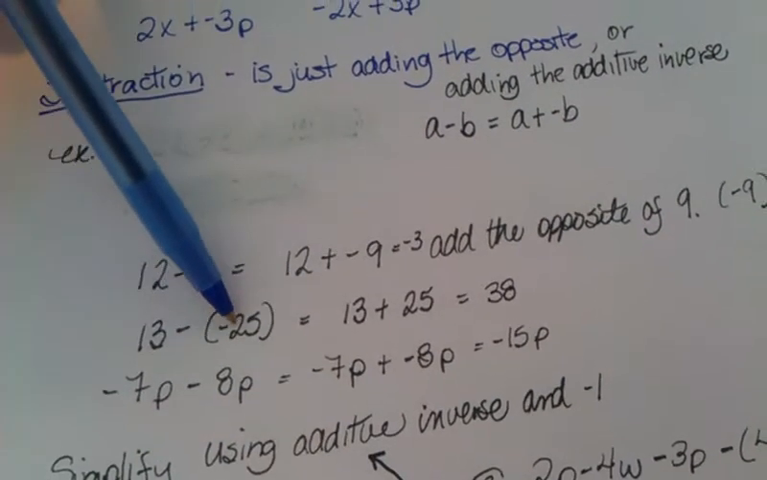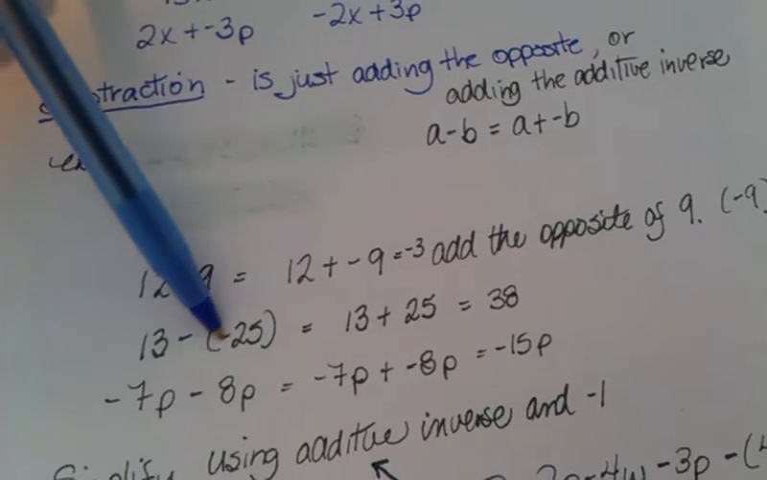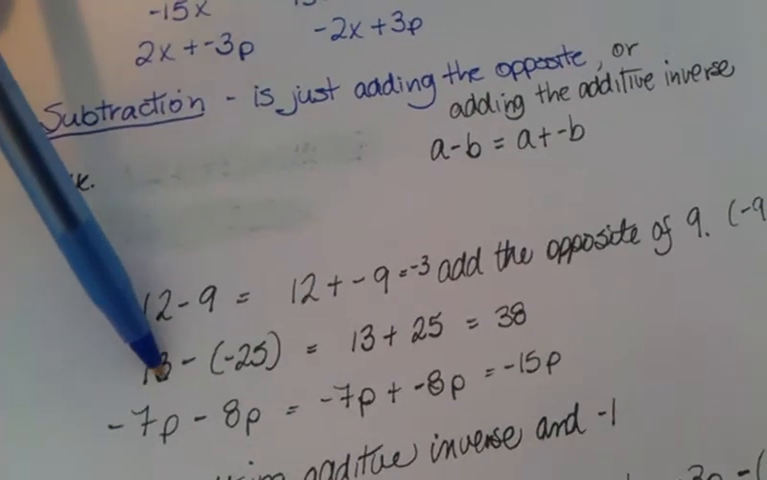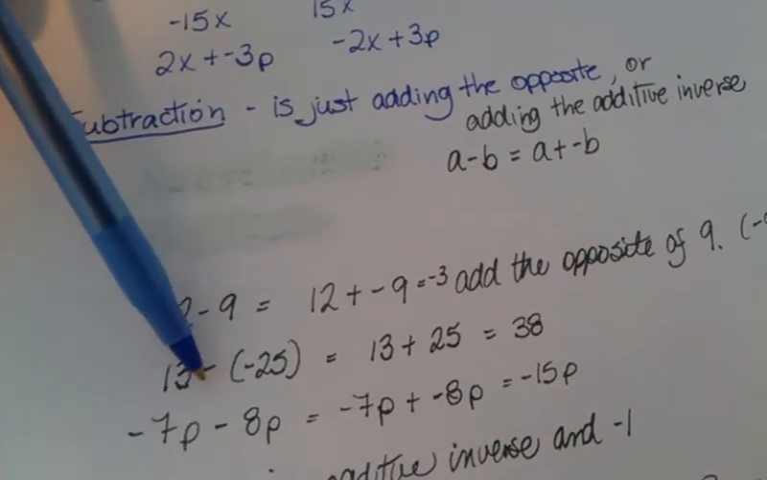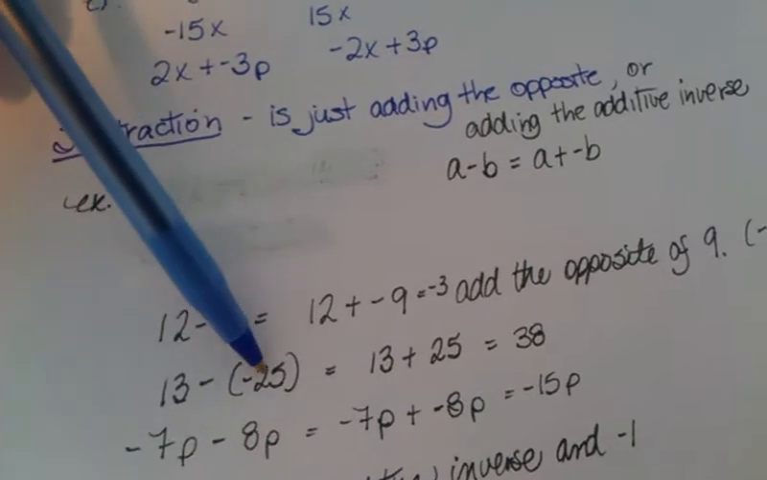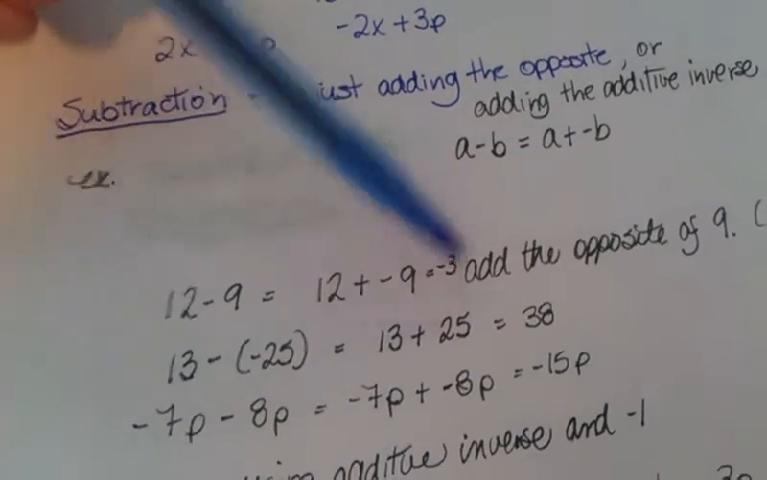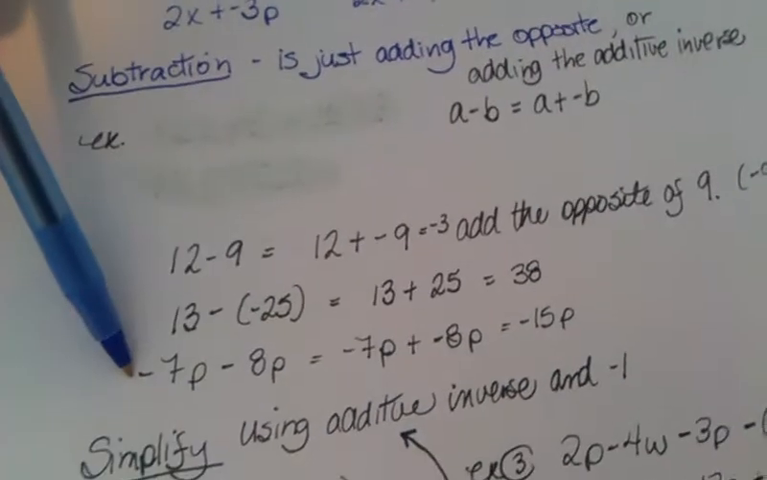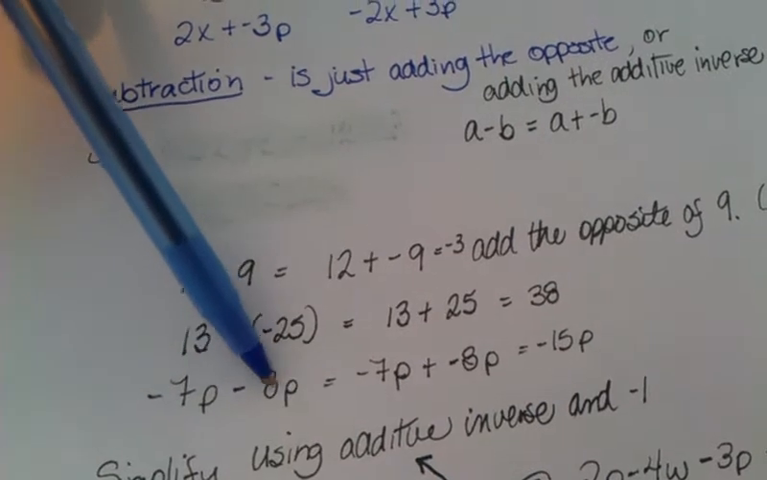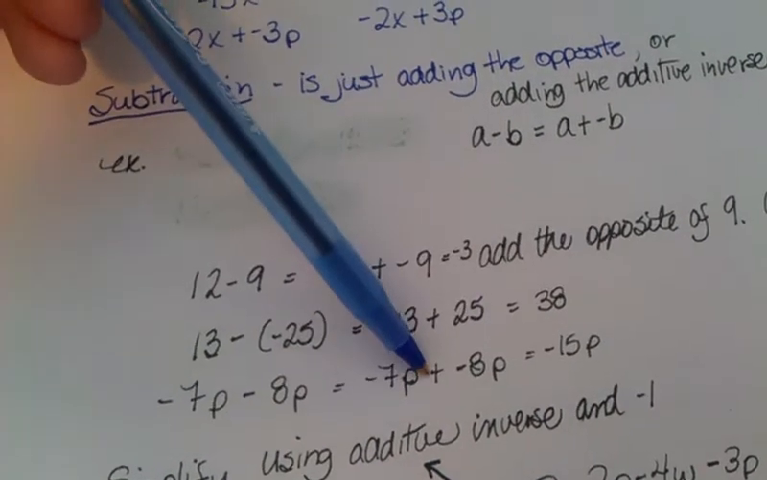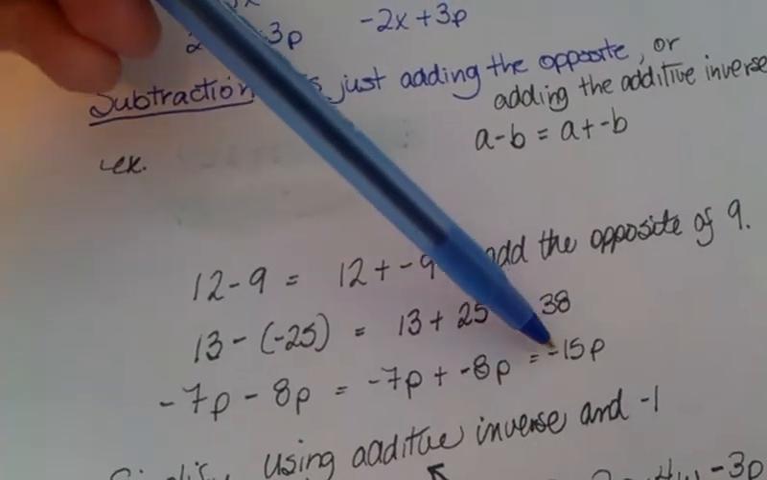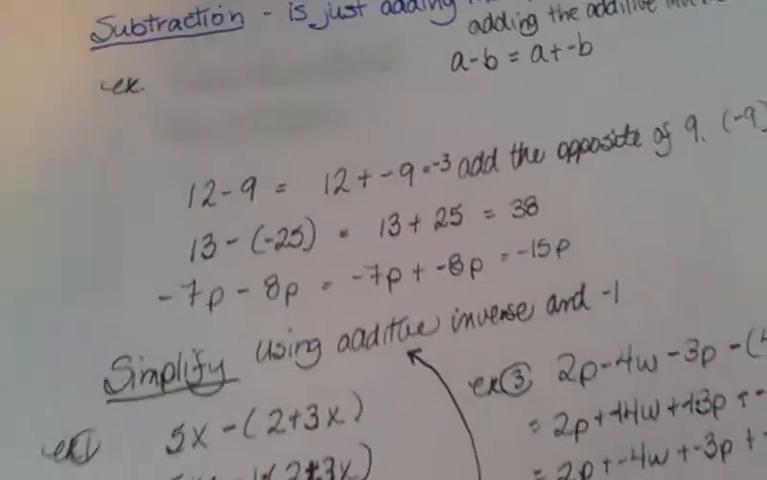13 minus a negative 25, well, we know negative times negative is a positive, so really it's just adding the opposite. So if I change this to adding, the opposite of negative 25 would be a positive 25, and that gives me 38. If I have negative 7p minus 8p, that's the same thing as adding a negative 8p, which would give me a negative 15p.